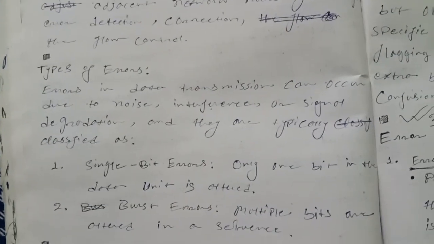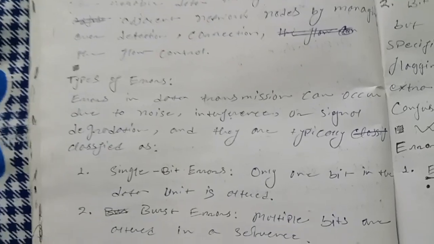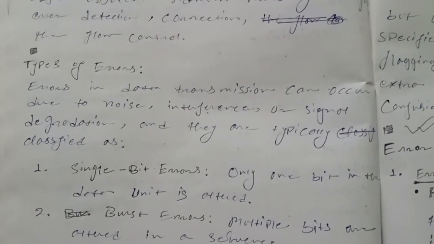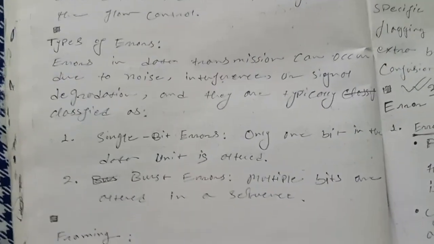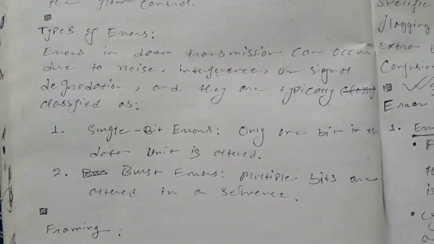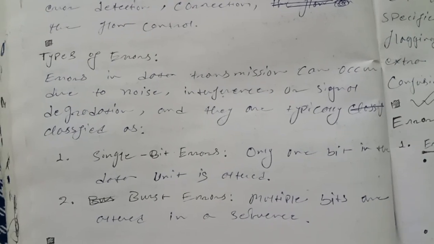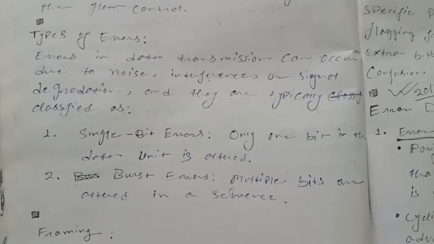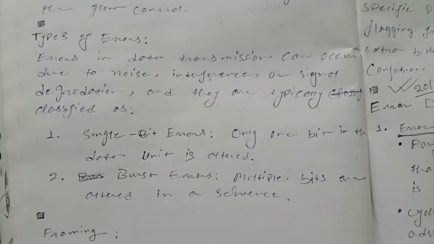So errors in the data transmission can occur due to noise, interference, or signal degradation, and are typically classified into two types, single bit and burst. So what is single bit? Only one bit in the data unit is altered. This is single bit error. And number two is burst error. Multiple bits are altered in a sequence.